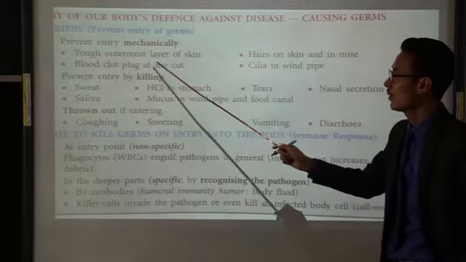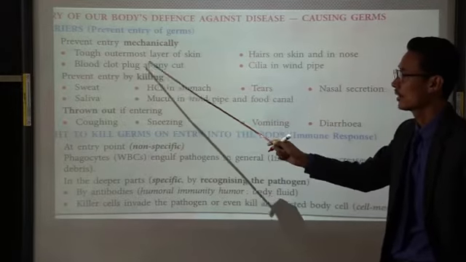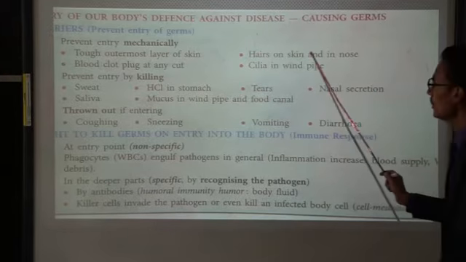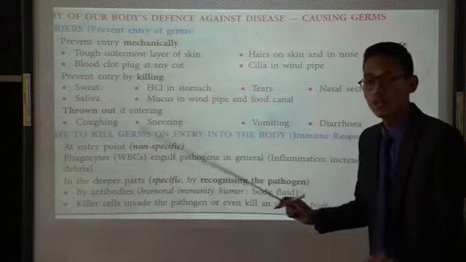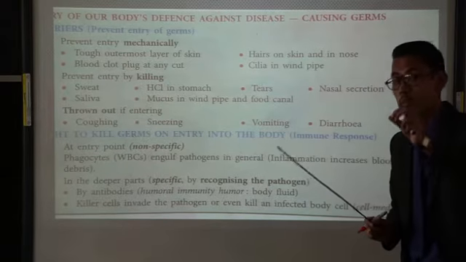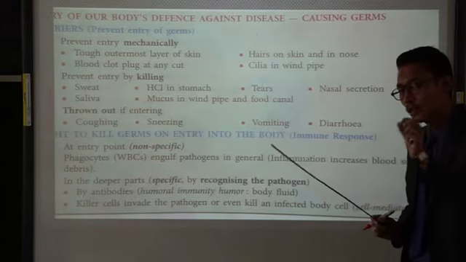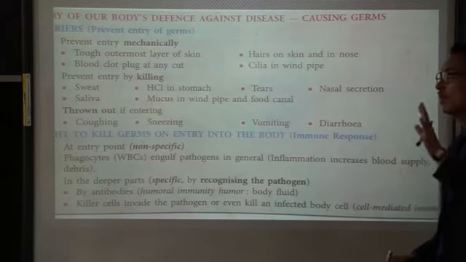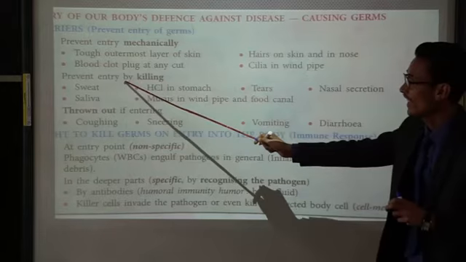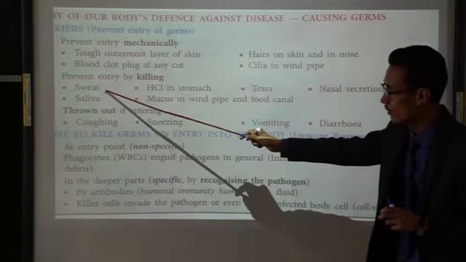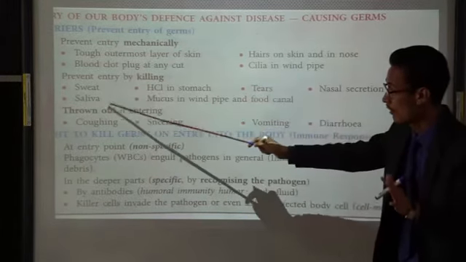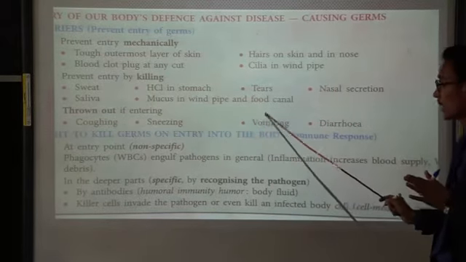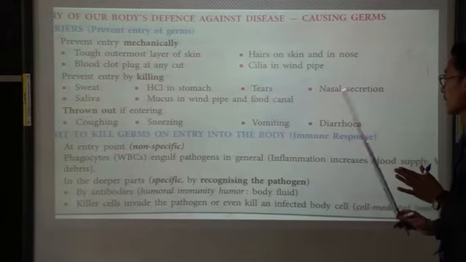How? By the outer layer of the skin, by blood clots, hairs on the skin and in the nose, and cilia in the windpipe. So these structures, like the skin, and the formation of a blood clot whenever we have a cut, all try to prevent the entry of germs into our body. Now, prevent entry by killing. The sweat glands produce sweat, the salivary glands produce saliva, HCl, meaning hydrochloric acid, in the stomach, mucus in the windpipe and food canal, tear glands produce tears, and there is nasal secretion.